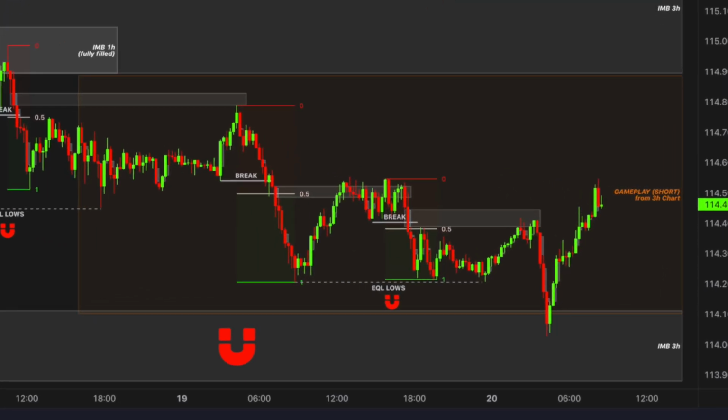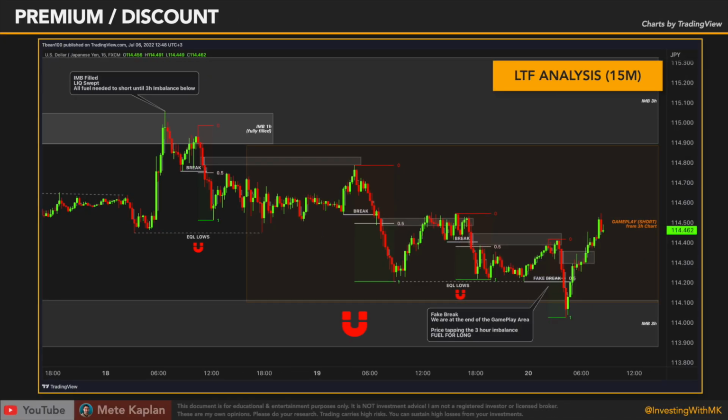Strong breakout. Mega imbalance. Price traces back to the premium zone, touches the imbalance and falls. There are also equal lows as price magnets. As you notice, we repeated the same thing again. And the last trade, the fake break.